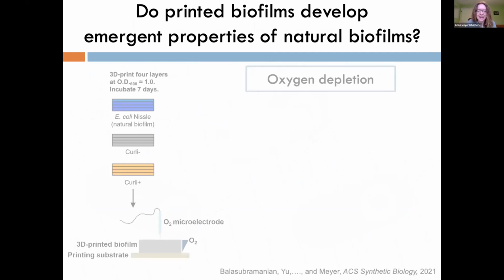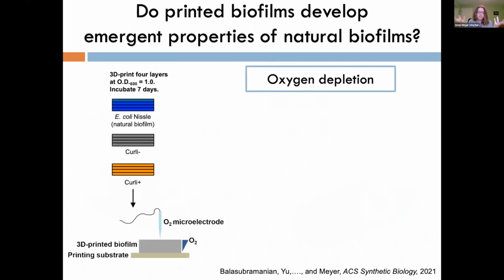Well, there's a couple of assays we can look at. One assay is, so in natural biofilms, the extracellular matrix is really dense and hydrophobic, so oxygen doesn't penetrate. The bacteria use up the oxygen and it doesn't diffuse in from the outside, so you build up a depletion of oxygen in the lower depths of the biofilm. So Shrikant Balasubramanian would 3D print certain types of biofilms, incubate them for a week, let them become mature and make their curly fibers, and then lower a probe through to test the oxygen concentration at different depths.